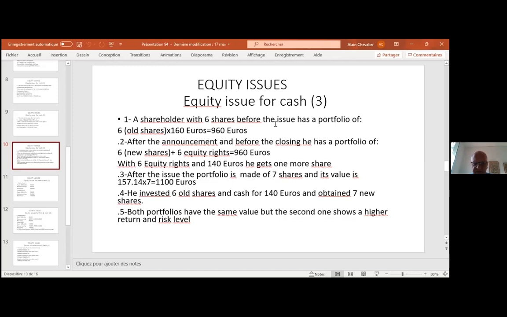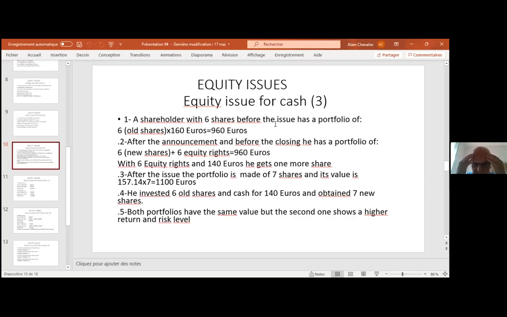which is 1,100 euros. Okay, so the increase in value is equal to the cash which has been brought by the shareholder. Here, the portfolio of 6 new shares plus 6 equity rights is 960 euros. Okay, and before he had a portfolio of 6 old shares at the price of 160 euros, which is also equal to 960 euros.